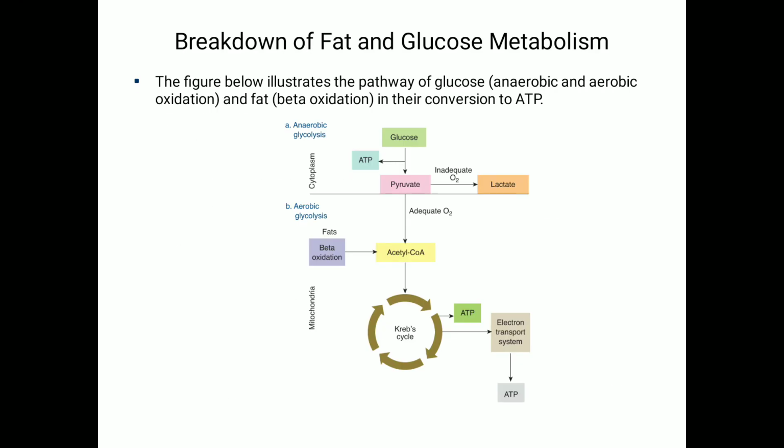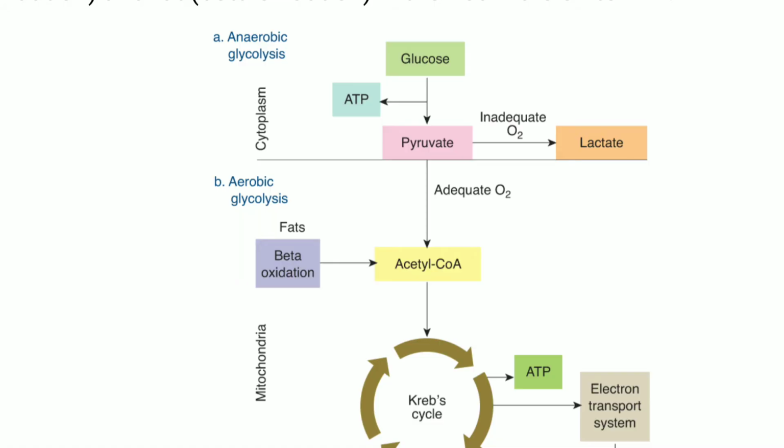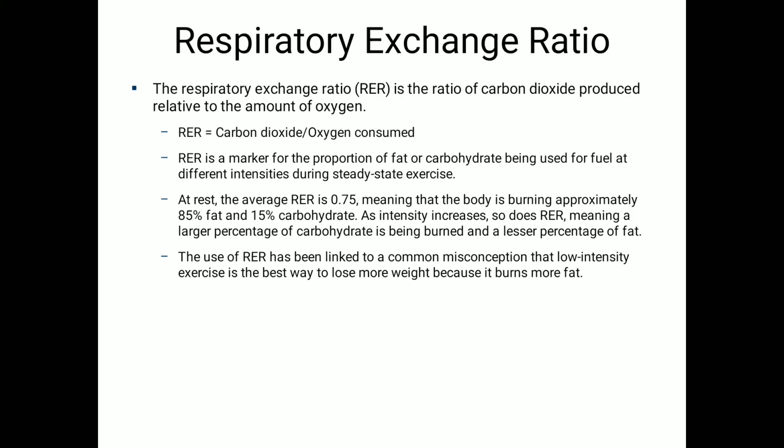So breakdown of fat and glucose metabolism, which you can see here, is all interlinked. In glycolysis in the cytoplasm, glucose gets converted to pyruvate, and during this process ATP is generated. This pyruvate enters the mitochondria and gets converted to acetyl CoA. It enters the Krebs cycle where it generates ATP. Inside the mitochondria, fat, due to beta oxidation, gets converted to acetyl CoA. This acetyl CoA enters the Krebs cycle and generates ATP.